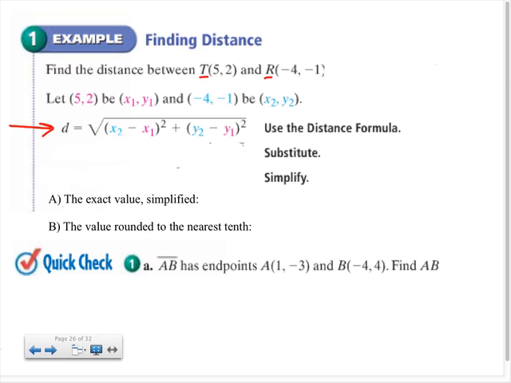So let's say, for example, that we take point T to be our first point. That's really arbitrary. It doesn't matter which point you make the first, but let's make T the first point. Then its coordinates would be x1 and y1, because remember, x is always given first before the y. If we arbitrarily take R to be the second point, then -4 is x sub 2, and -1 becomes y sub 2.